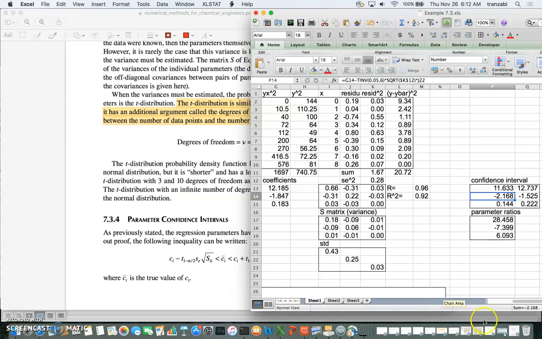We hit enter, and for the upper bound, we get the same equation. Instead of minus, we're going to use plus here. So for the lower bound, we had minus. For the upper bound, we had plus. And we repeat that equation; basically, you can just drag down if you write it properly and freeze the SE, because SE doesn't change from parameter to parameter.